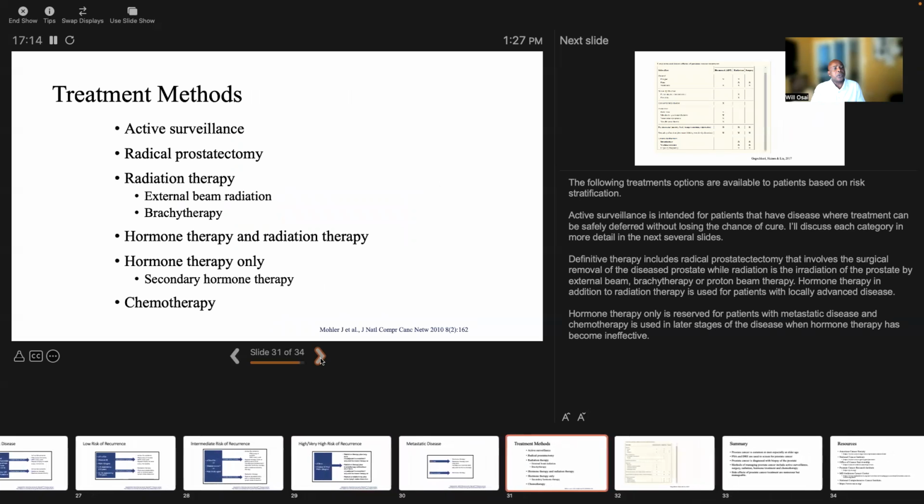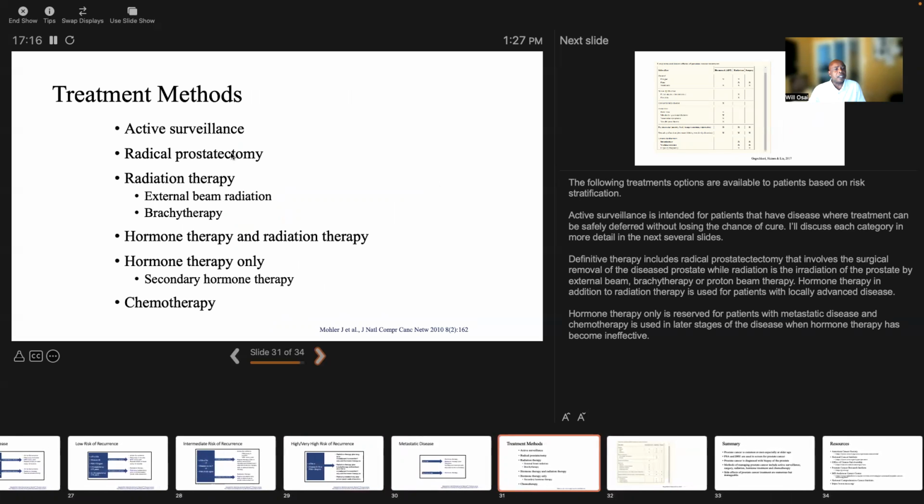For patients that have low grade and low volume disease, active surveillance is an indication. Active surveillance is the process where treatment is not given immediately, and the patient is followed over time with PSA checks and periodic biopsies. For men that require immediate treatment, radical prostatectomy, where the prostate is removed, is indicated. Radiation therapy, which includes either external beam radiation therapy or brachytherapy, where radiation seeds are implanted in the prostate.